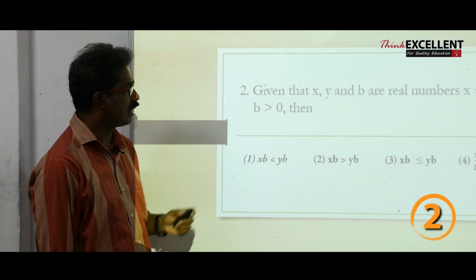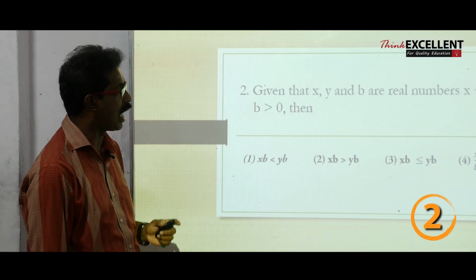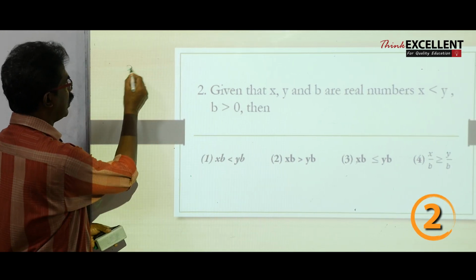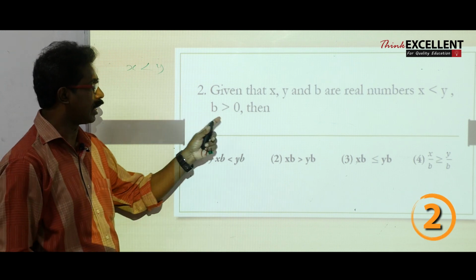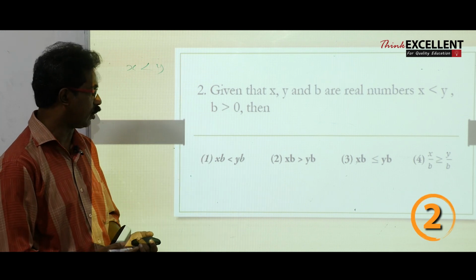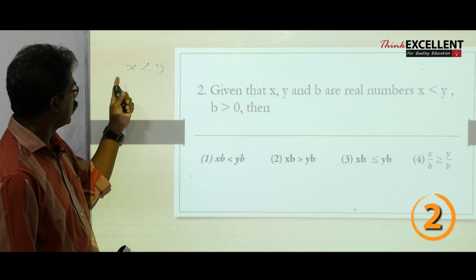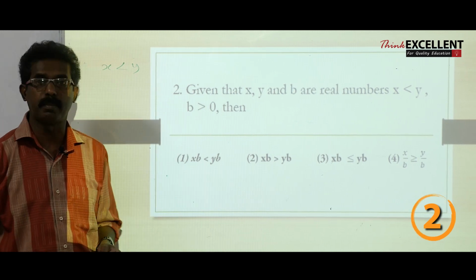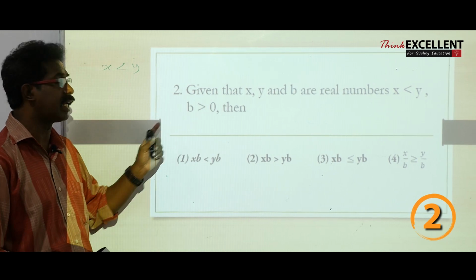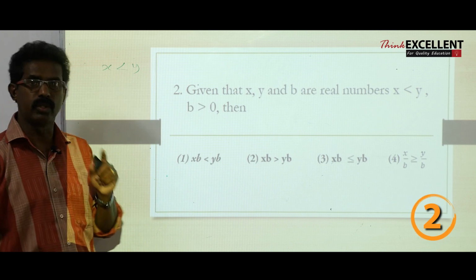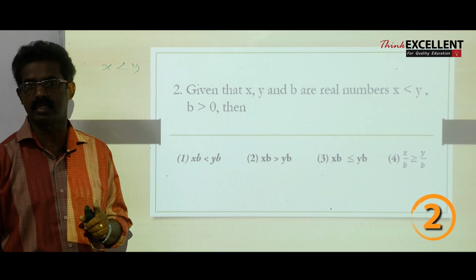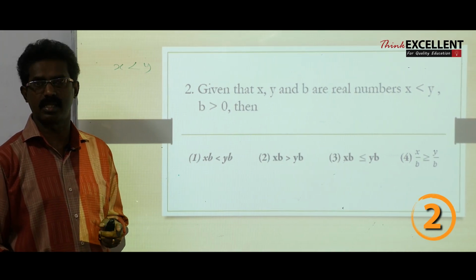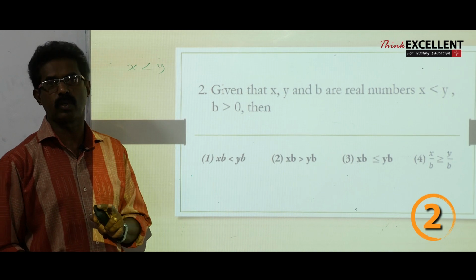Second question: given that x, y and b are real numbers, x is less than y, one inequality given, x is less than y and b is greater than 0. See the given options, x less than y is given, and everywhere they multiplied by b or divided by b. So, you have to see the sign of b because it is an inequality. You know, inequality reverses only in two cases. When you multiply or divide by a negative number, the inequality reverses, or when you take the reciprocal also, the inequality reverses.